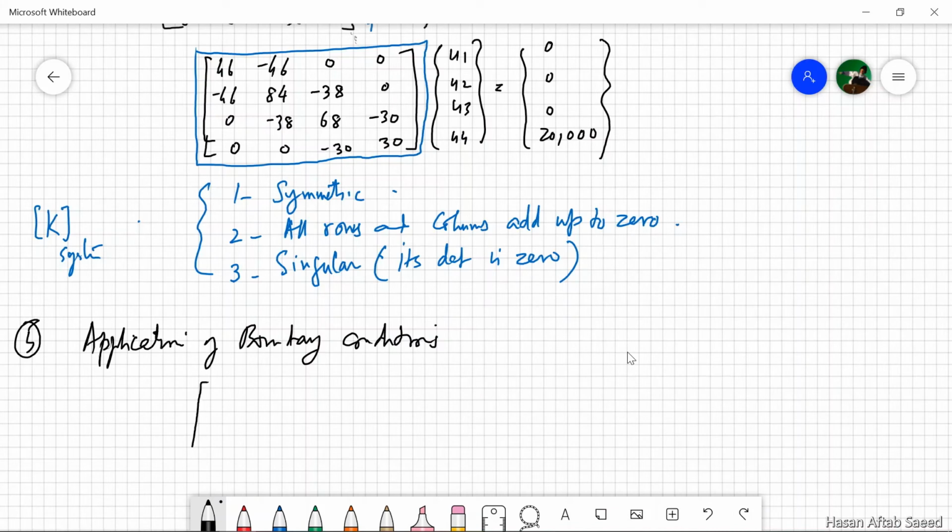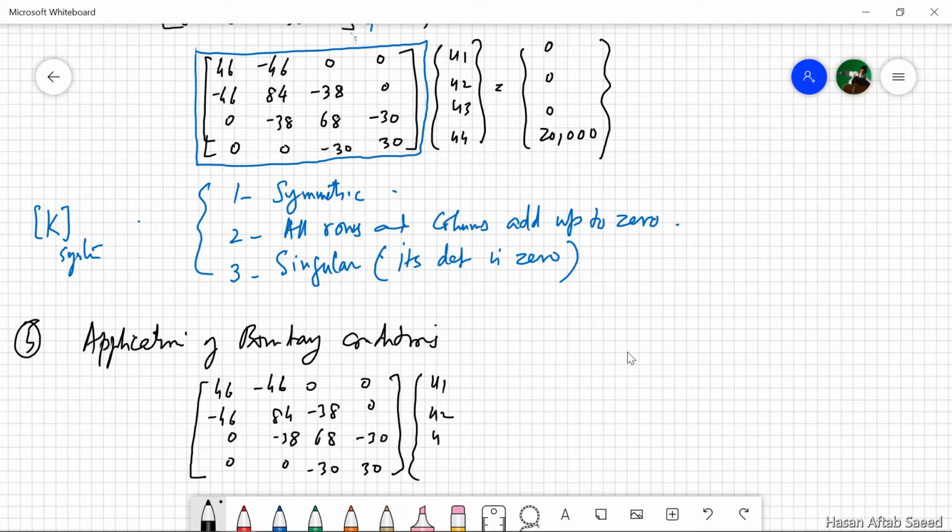So let me write this again. This was the original equation. Now this is 0. We know that this is, and in all problems, at least one, most probably more nodes, will have some sort of boundary condition. It may not be 0, but it will have some value. And unless you put that value here, you will not be able to solve the problem.